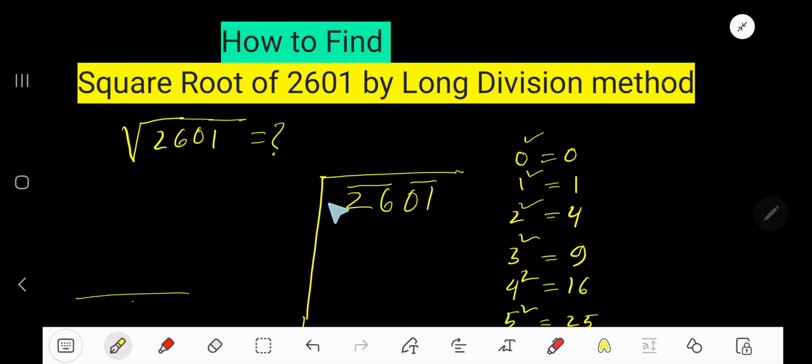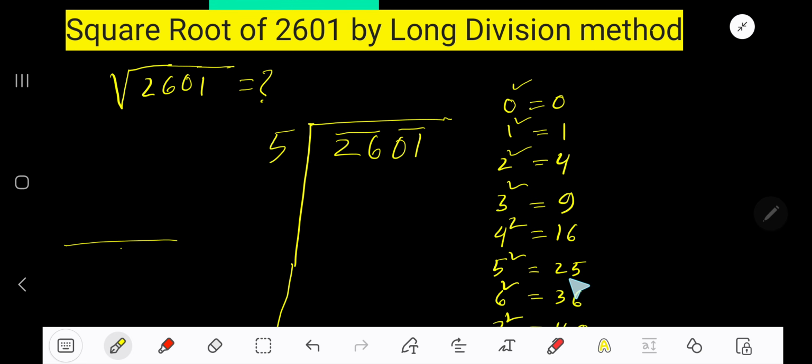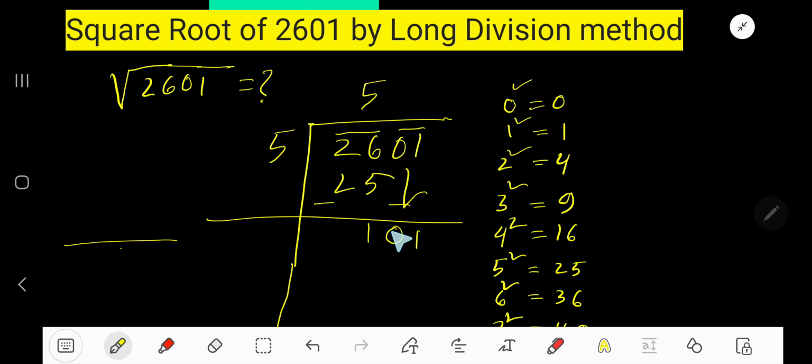So we have 26. Take a number whose square will be equal to 26 or nearest to 26. If you take 5, 5 squared is 25, which is near to 26. If you take 6, then 6 squared is 36, which is greater than 26. So 5 is correct. The same digit will come here. 5 times 5 is 25. Subtract: 1. Bring down the next pair.